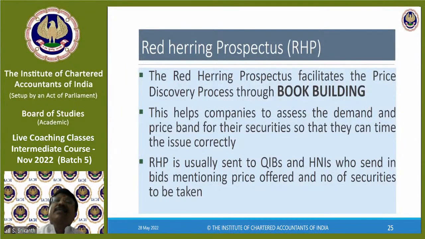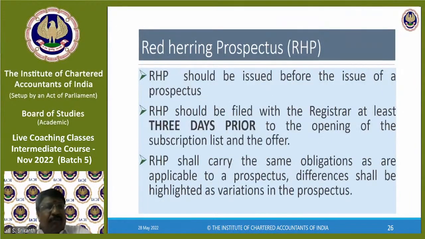It is sent only for the purpose of finding out what the demand is and what the price is at which people will take. Once that is finalized, the prospectus will be issued. The red herring prospectus should be filed with the registrar at least 3 days prior to the opening of the subscription list. As far as the RHP is concerned, the content is the same as the prospectus. Everything is the same, except they won't give the price and they won't give the quantum. That's all.